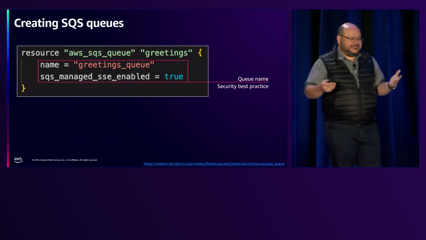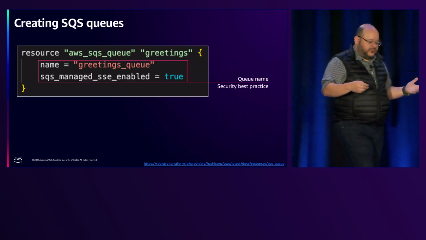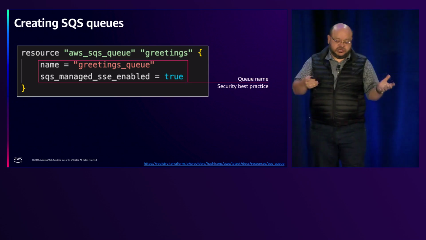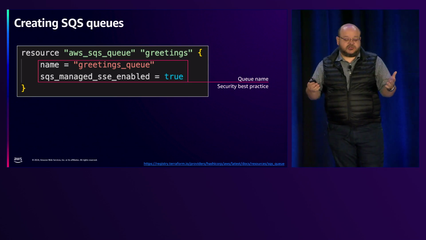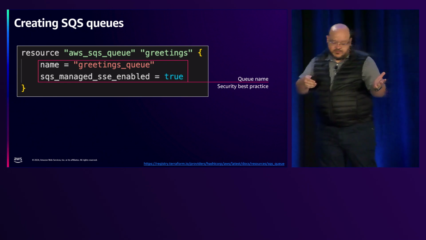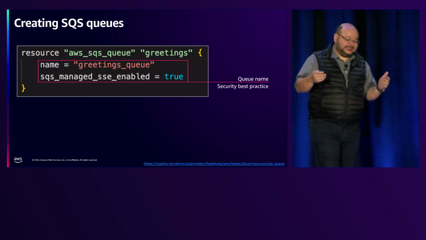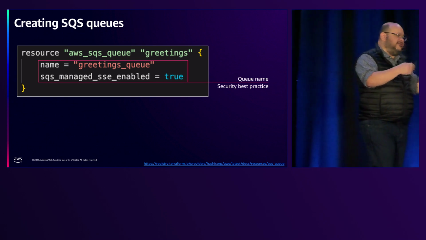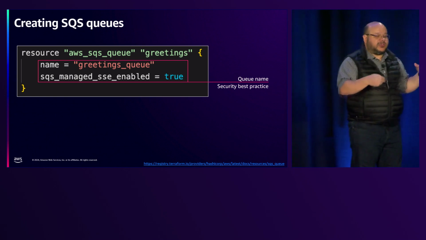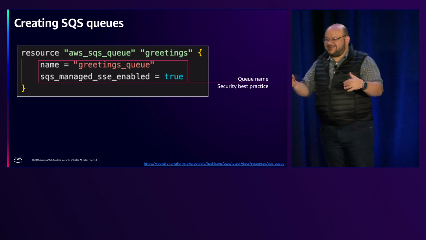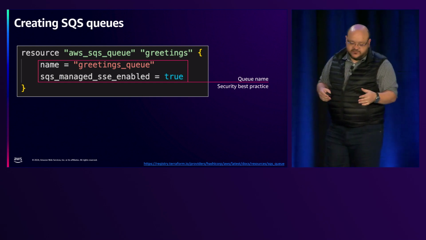Now, I would probably start with something as simple as an SQS queue, right? So this is your Terraform resource for creating that greetings queue. And there's one interesting thing that you see here right away. It's not just the queue name, but also sqs_managed_sse_enabled equals true. So using infrastructure as code, you're not just defining that resource, you're also implementing some best practices for that resource. Let's see if this stands for other types of resources.